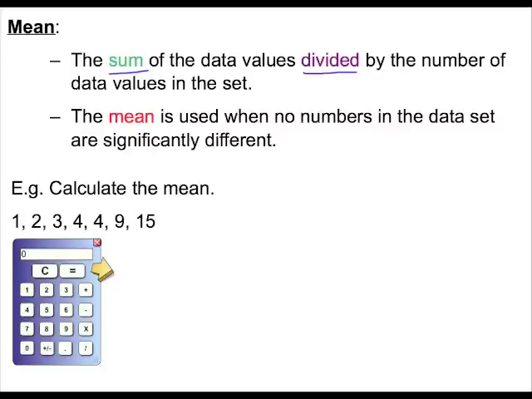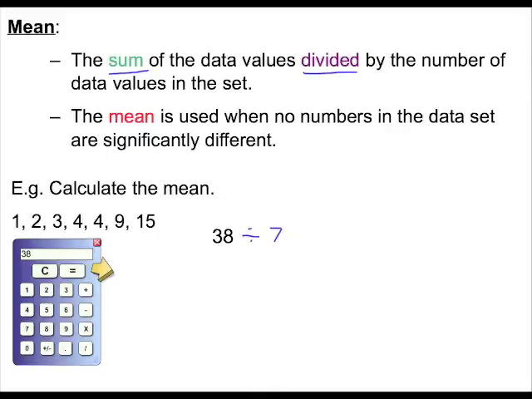We can also use the calculator if you just want to double check that. So 1 plus 2 plus 3 plus 4 plus 4 plus 9 plus 15 equals 38. Excellent, good mental math. So 38, now that we have our sum, we need to divide by the total number of data values in this set. So in this set we have 1, 2, 3, 4, 5, 6, 7 data values. So 38 we're going to divide by 7.